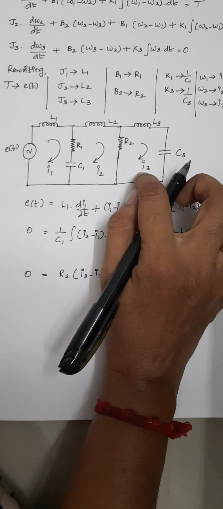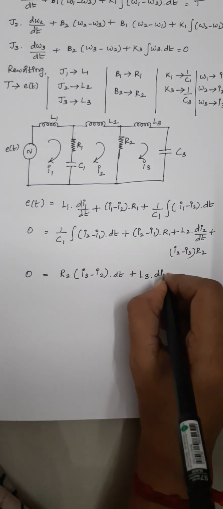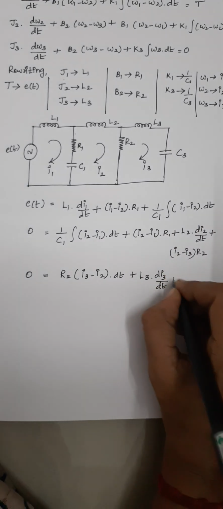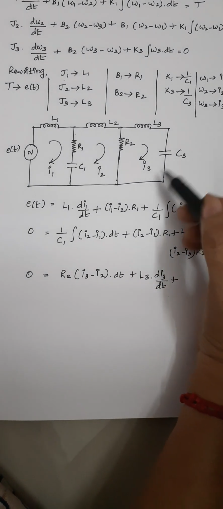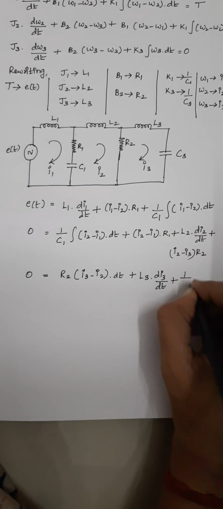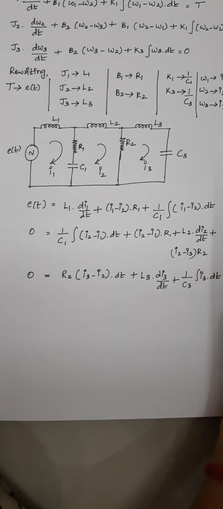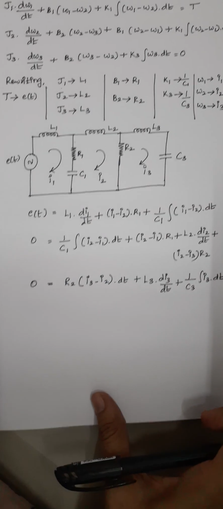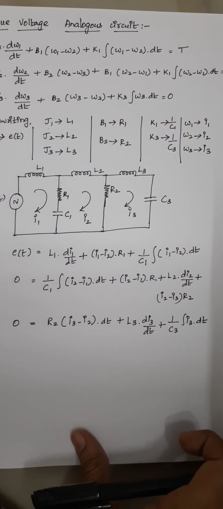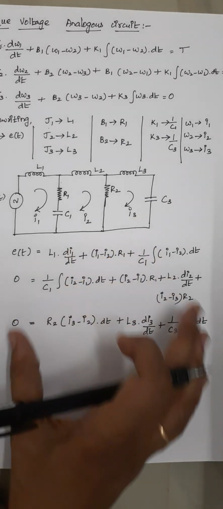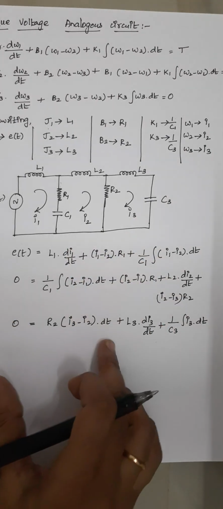through this L3 only current I3 is flowing. So L3 into di3 by dt plus again through this capacitor only current I3 is flowing. So 1 by C3 into integral of I3 into dt. Right. So this is your respective torque voltage analogous circuit, and these are all the respective loop equations.